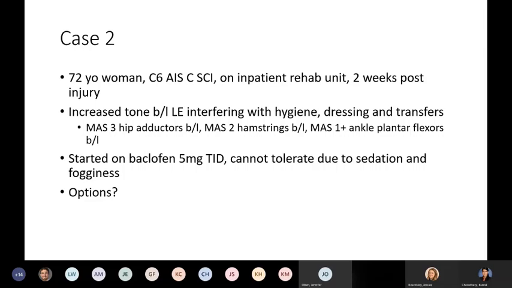She was started on baclofen 5 milligrams TID, but she states she absolutely cannot tolerate this due to sedation and fogginess. She feels drugged all the time, and she absolutely does not want any other medication that will make her feel drowsy. So what could we do?